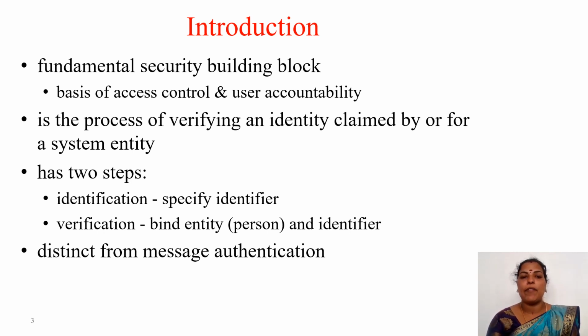Here we have two steps in order to verify the identity of the system entity. One is the identification step, where we specify an identifier, and the other is the verification process. These are the two main steps involved in the user authentication process. In the identification step, we specify the identifier of the system entity, and in the verification step, the binding between the entity and the identifier is verified.